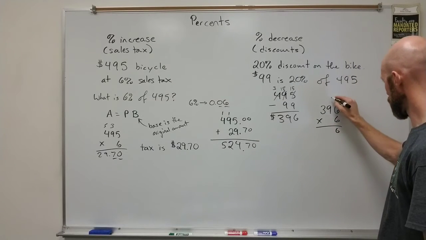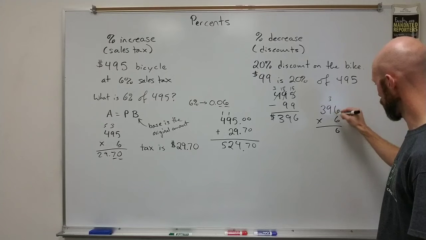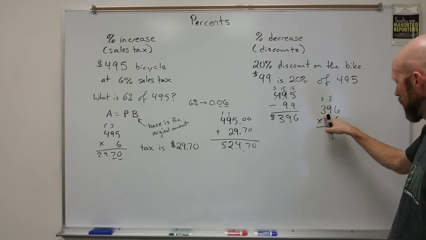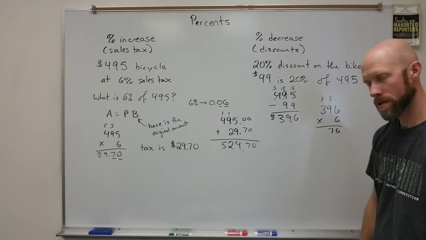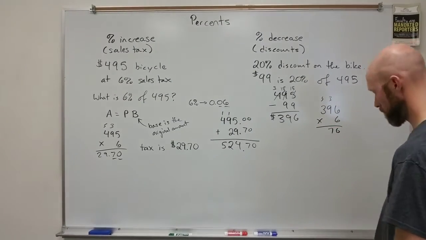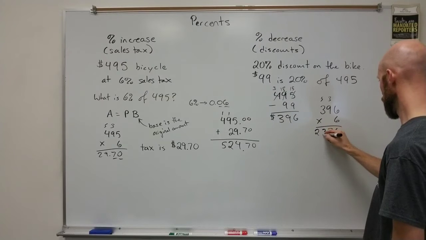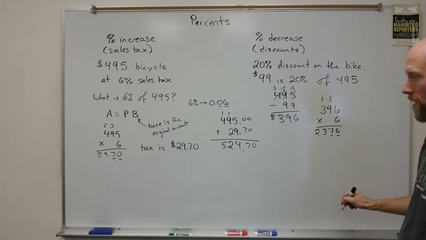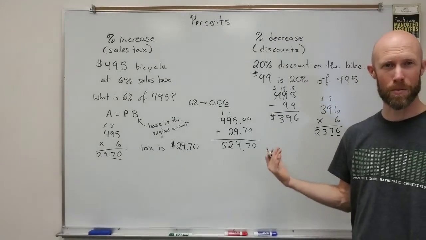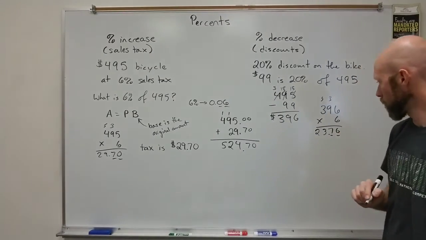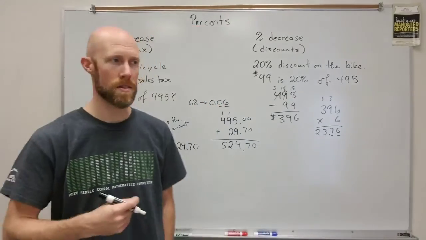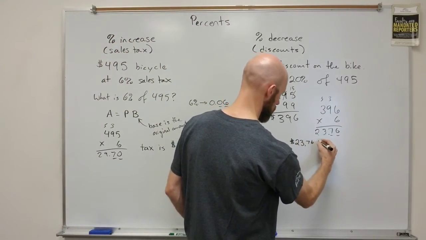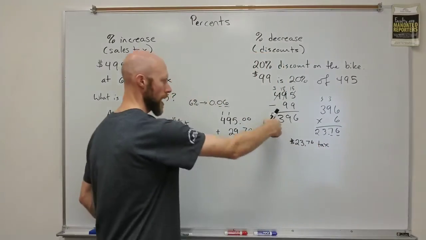6 times 6, 36. 6 times 9, 54, and 3 is 57. 6 times 3 is 18, and 5, 23. Good grief. There we go. And then, of course, it's 6%, so I need 2 places after the decimal, right? Because it's 0.06 that I'm really multiplying by. And so it's 23.76, or $23.76 is the tax. Now I add that back on.